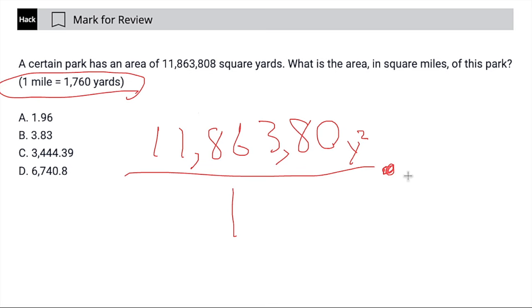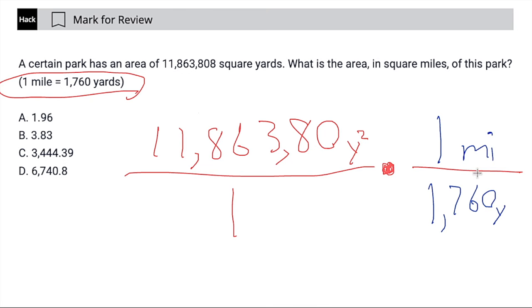And the reason I like to set it up like this is I know that I want to get rid of yards, so I know that my yard should be in the denominator. That way, when I eliminate the numerator and the denominator, because we can do that if we're multiplying fractions and we see this same unit in the numerator and the denominator, so then my 1760 would be down here, and then my 1 mile would be up here. So basically, after we eliminated the yards squared, we would be left only with miles.